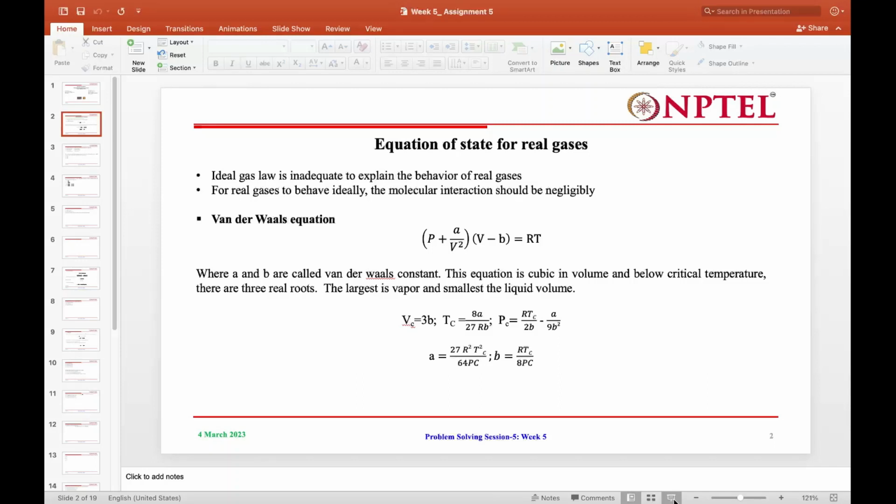Question: 1 kilomole of CO2 occupies a volume of 0.381 meter cube at 313 Kelvin. Compare the pressure given by the ideal gas equation and van der Waals equation. Take the van der Waals constants to be a equal to this value and b this one.